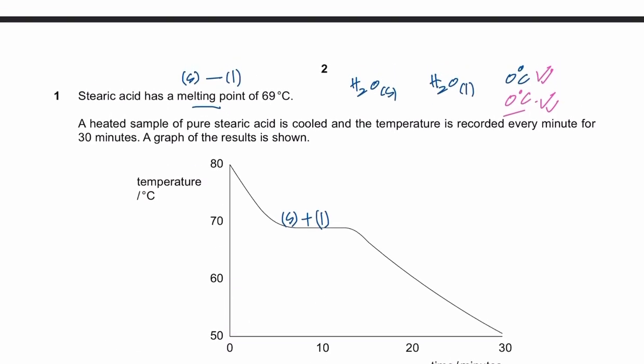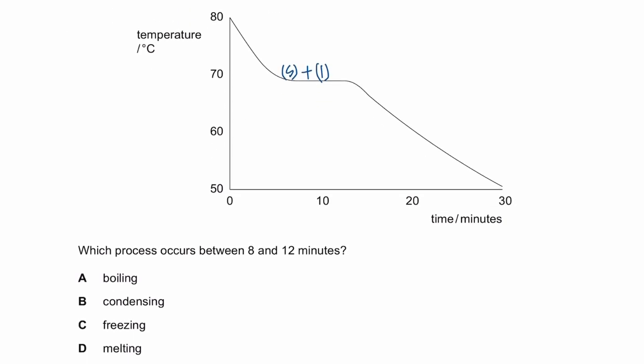Let's first understand what is happening. So a heated sample of pure stearic acid is cooled, right? So if it's being cooled, that means you are actually going to be performing what? You're actually going to be performing either freezing or condensation. Now, the melting point is given as 69 degrees Celsius. And if you check this out, it says which process occurs between 8 to 12 minutes. Between 8 to 12 minutes, you are actually coinciding with a value that is 69 degrees Celsius.